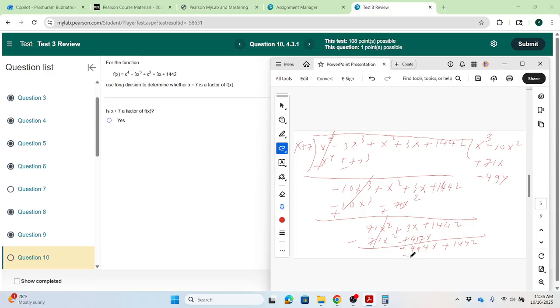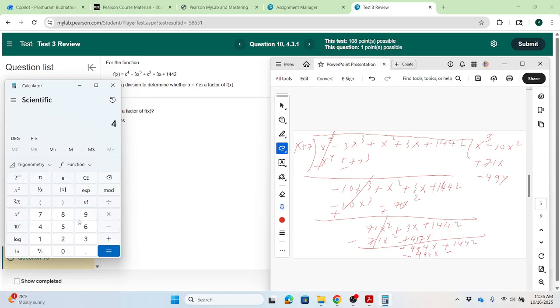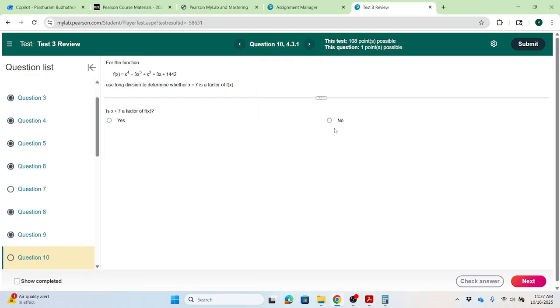if you multiply that, that will be negative 494x, negative 7 times 494. 494 times 7 is 3458. If you change the sign, this is gone, but this is not zero. This is still a remainder. Remainder not zero means this is not a factor. So the answer is no.